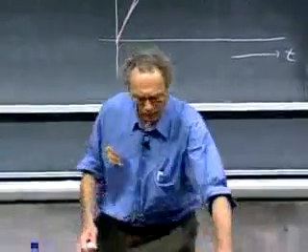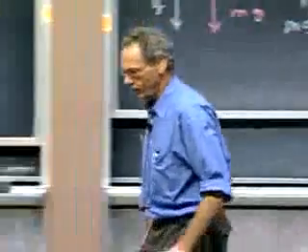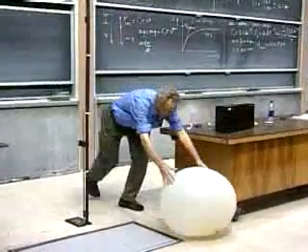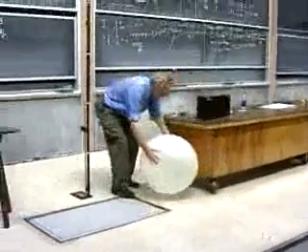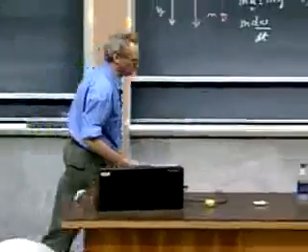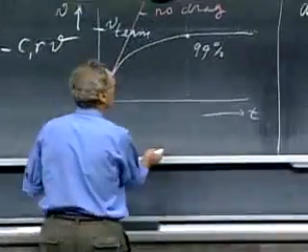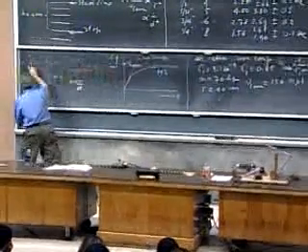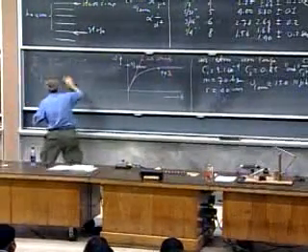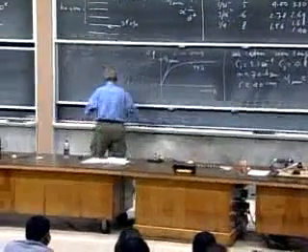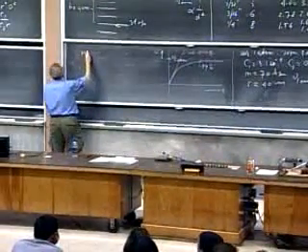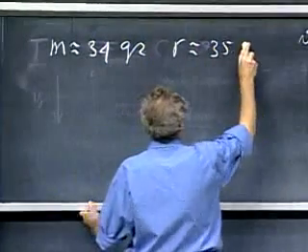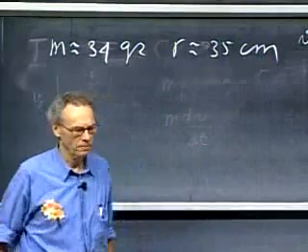I have here a ball. You may call it a balloon, but I call it a ball because there's no helium in it. And this ball weighs approximately 34 grams. So let me erase some here. So we know the mass and we know the radius. The mass is about 34 grams and the radius is about 35 centimeters. It's about 70 centimeters across.